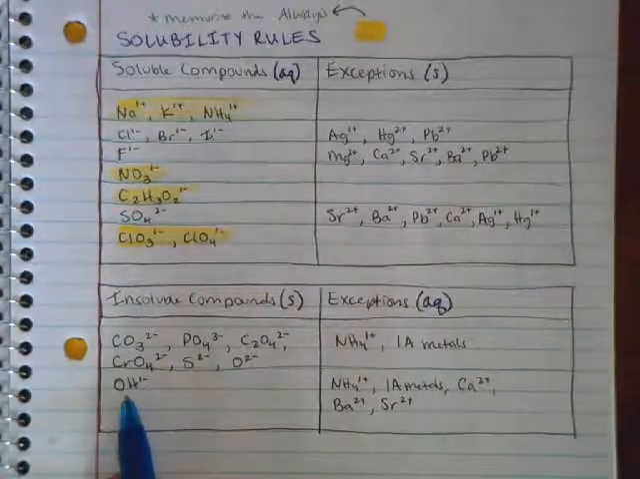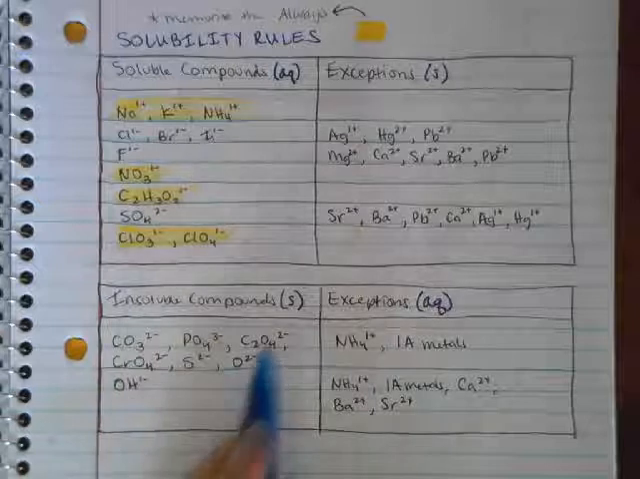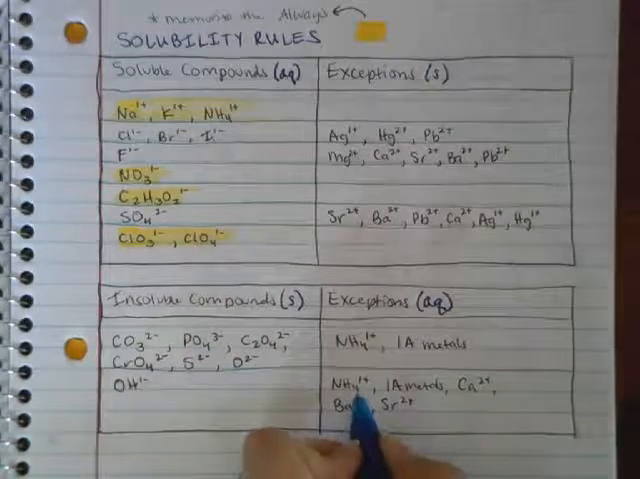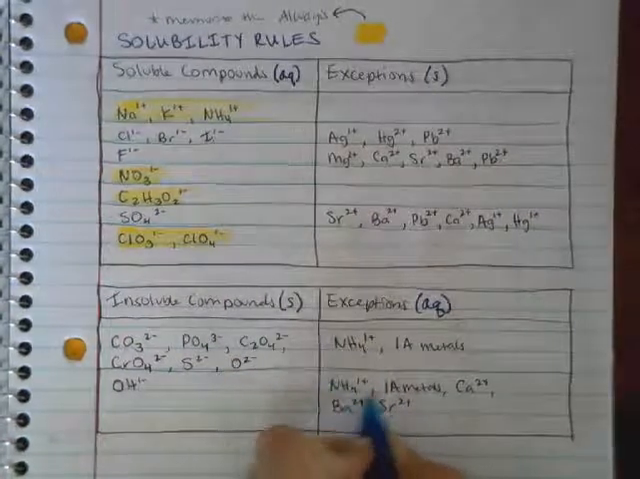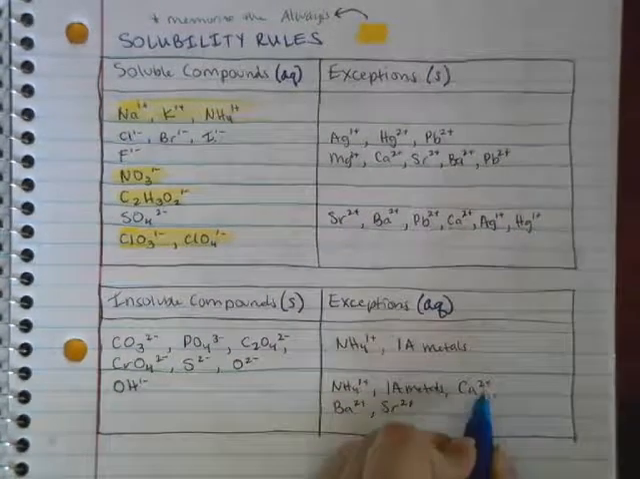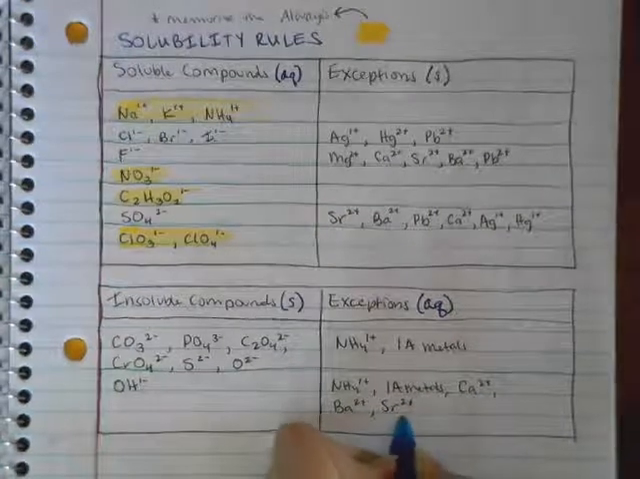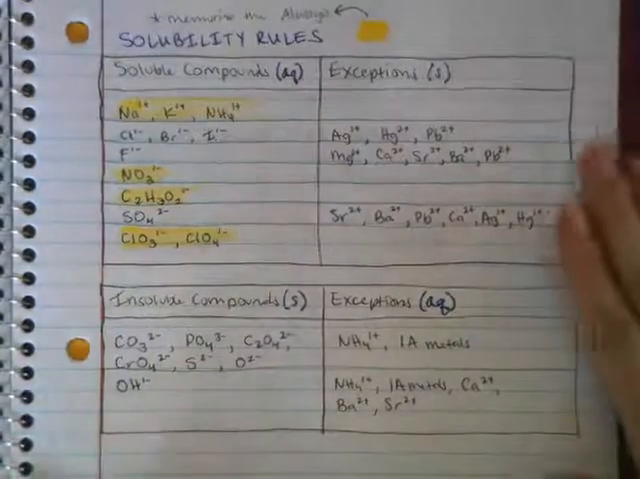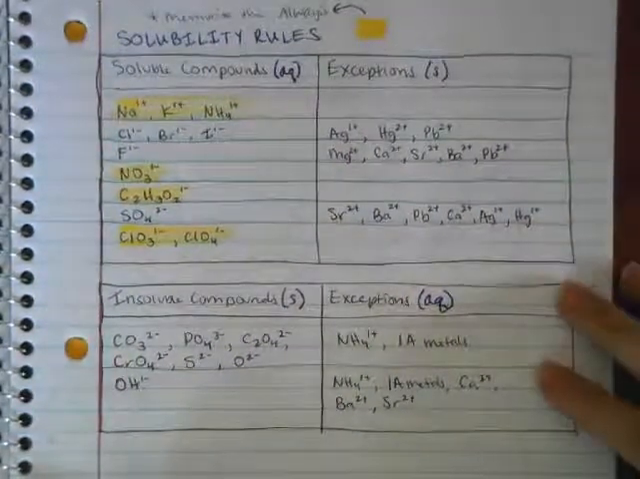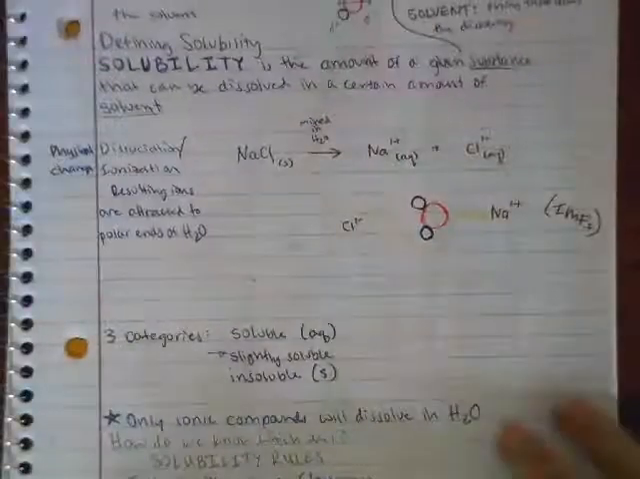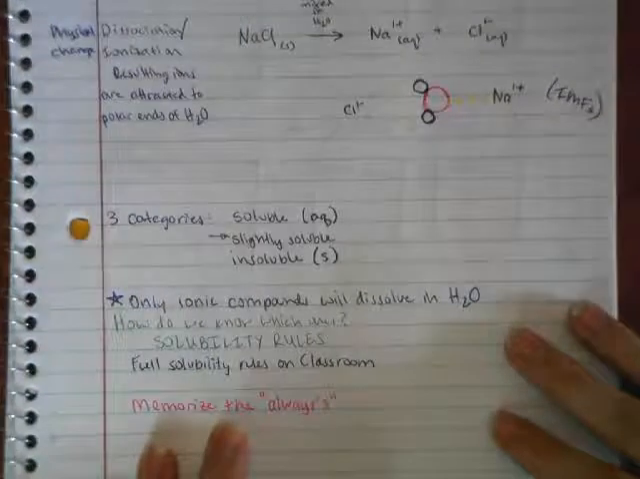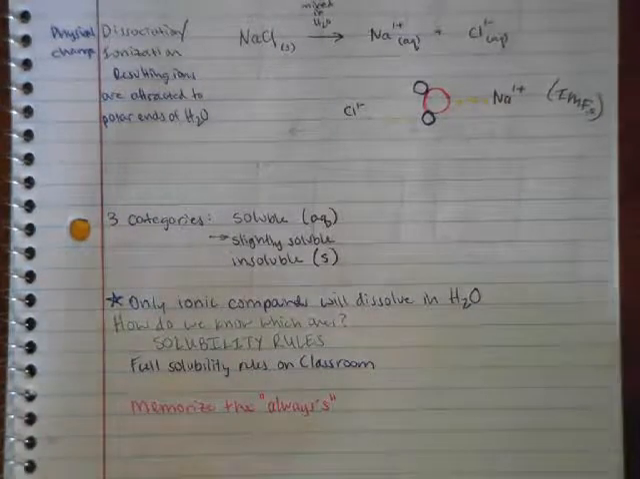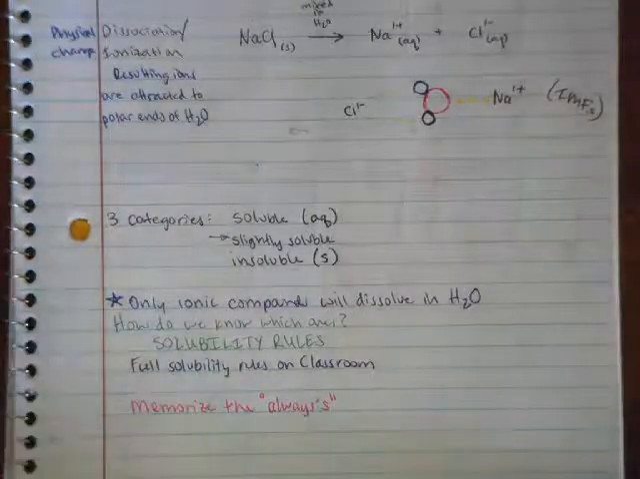Same thing with hydroxide. Most hydroxides are solids. In other words, they do not dissolve in water unless that hydroxide is bonded to ammonium, a 1A metal, plus a couple others: calcium, barium, and strontium. So anytime that you are assigning phases with double and single replacement reactions, I would have these rules out next to you and constantly be referring to them. Again, you want to memorize the alwayses, and this is going to help us determine whether or not specifically double replacement reactions happen or not.